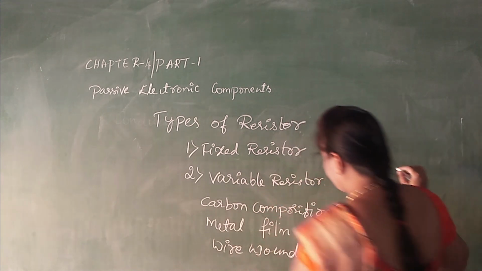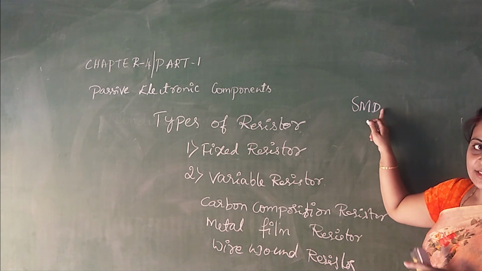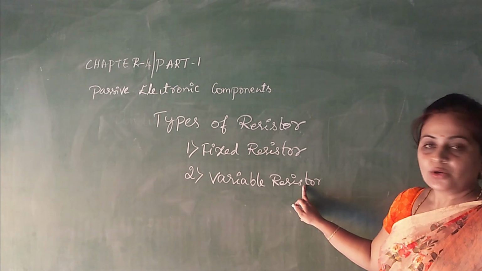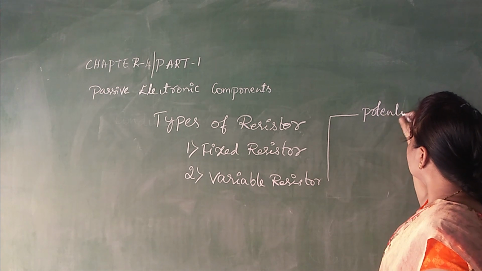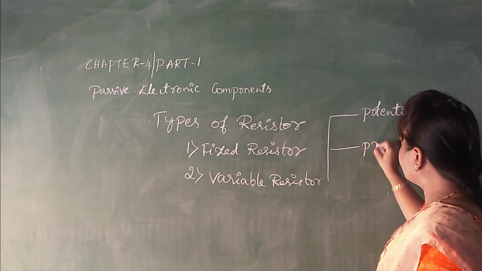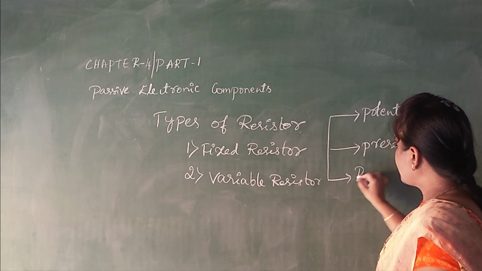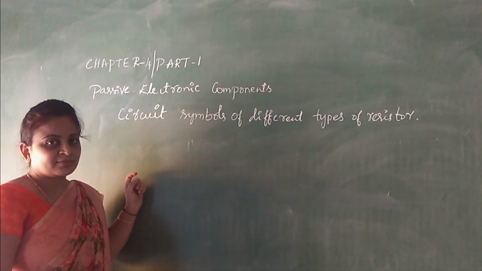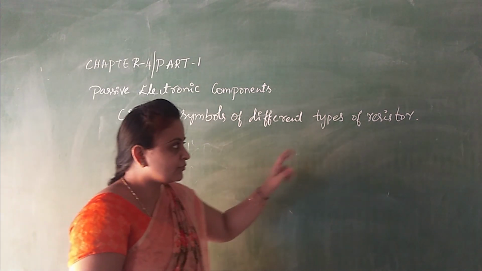Next one is SMD, that means surface mount devices. So in variable resistor we have three types, that is potentiometer, preset, rheostat, etc. So next topic is circuit symbol of different types of resistor.